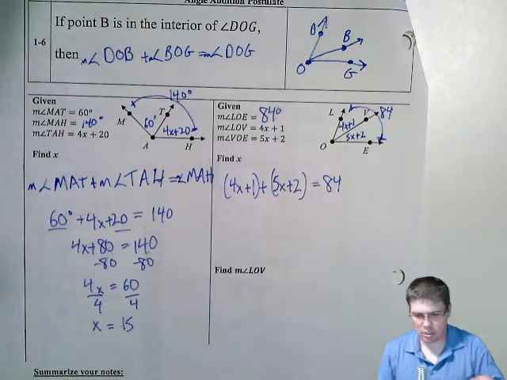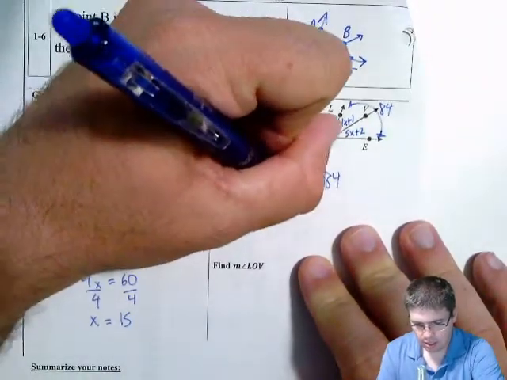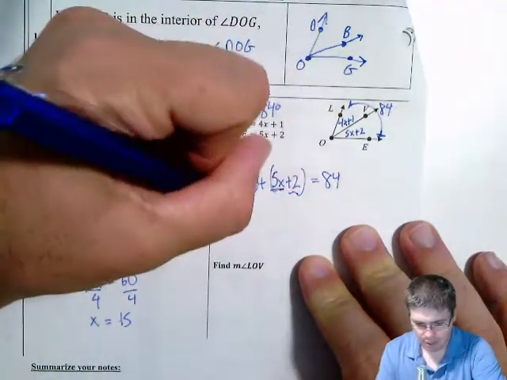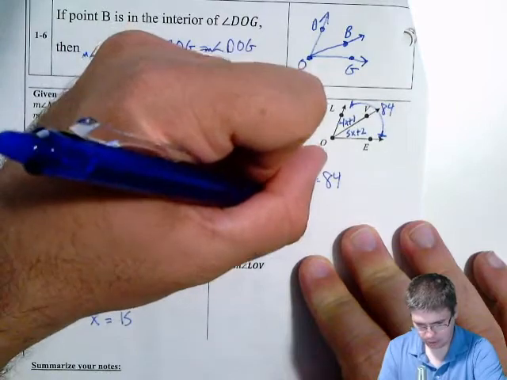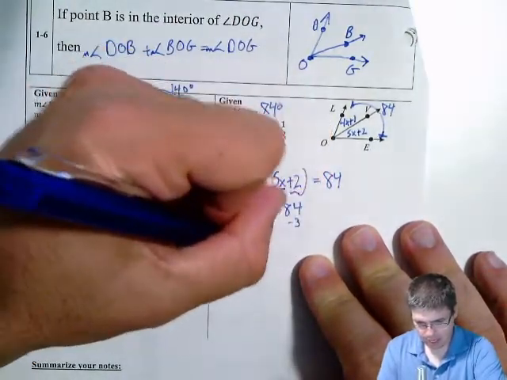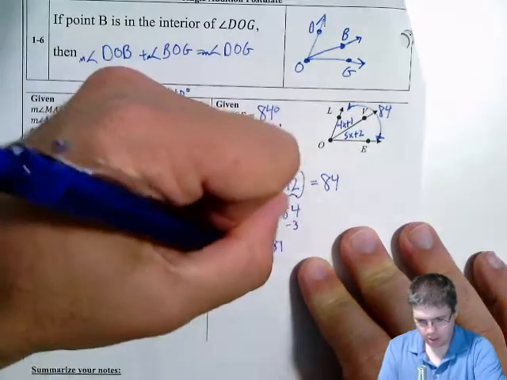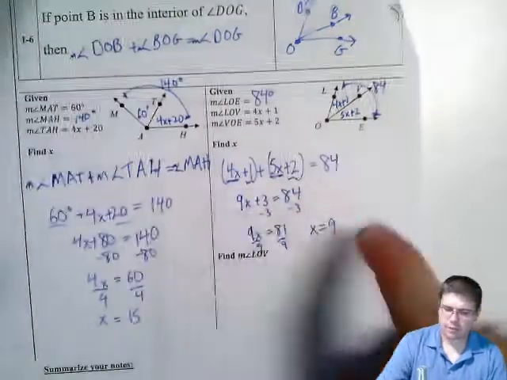So we can set up and solve. Like I said, those parentheses don't do anything, so I'll go ahead and start combining like terms. I'll combine my 4x and my 5x to get 9x, my 1 and my 2 to get 3, and still 84 over there. Subtract 3 from both sides, and so 9x is 81. Divide by 9, we get x is 9. Okay, so that's finding x.